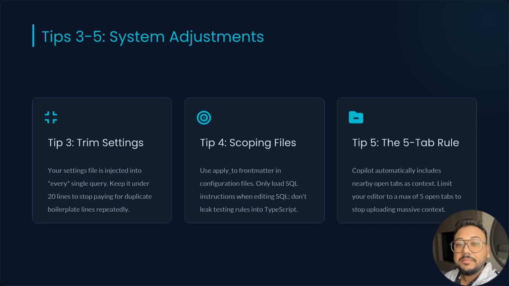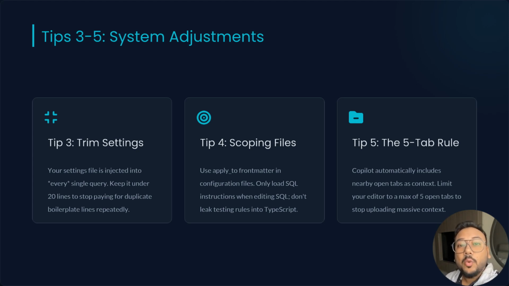Let's bundle tips 3, 4, and 5 into 3 rapid-fire system adjustments you need to make today. Tip 3 is trimming the boilerplate. Most teams don't realize that your system instructions file is injected into every single request you send. If you have 10 devs making 100 requests a day with a bloated 60-line instructions file, you are paying to upload those same 60 lines 60,000 times a day. Keep that file under 20 lines and strip out the LLM-generated fluff.